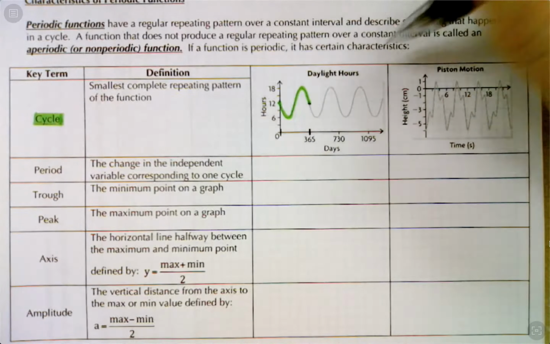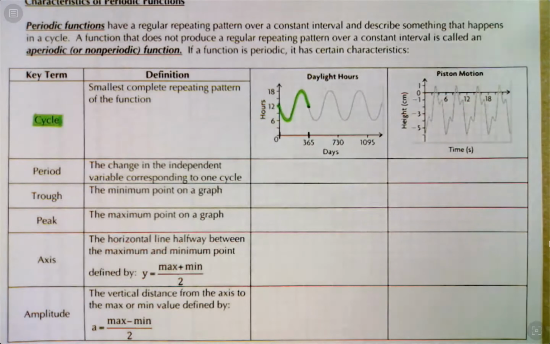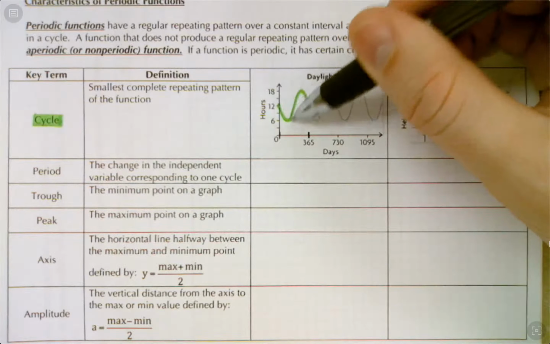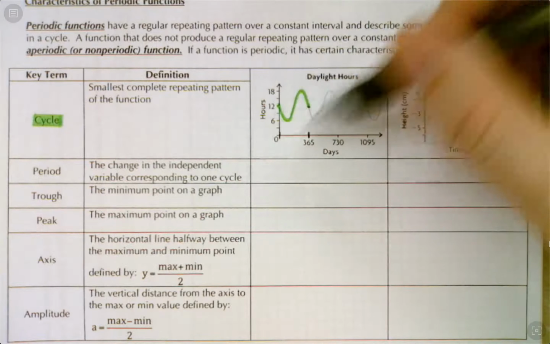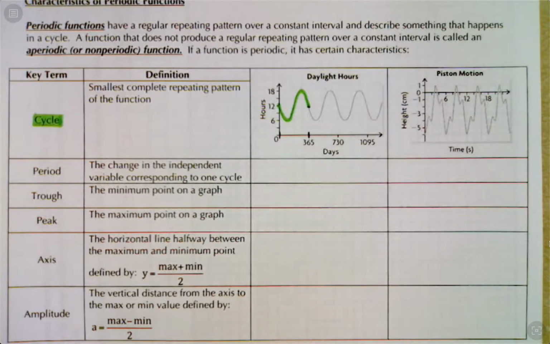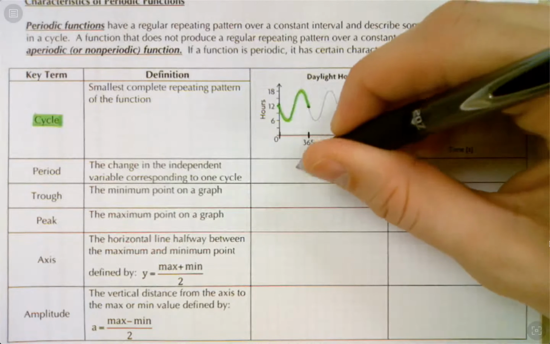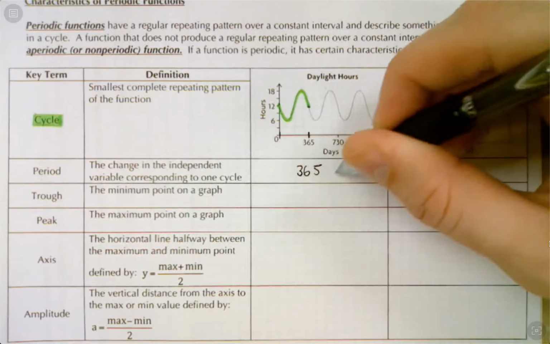Daylight hours, this is how much daylight you have in any given day of the year. So it starts at 12 hours daylight, goes down, and then peaks at 18 hours daylight. I don't know where in the world this is, but it does follow a sinusoidal pattern. And in this case, the period would be 365 days, and then the pattern starts to repeat.